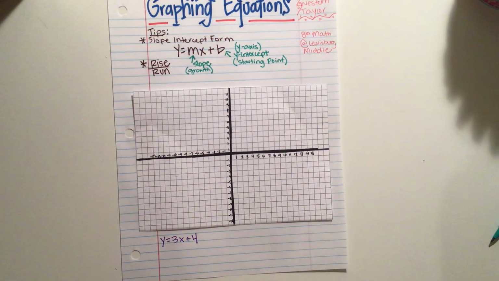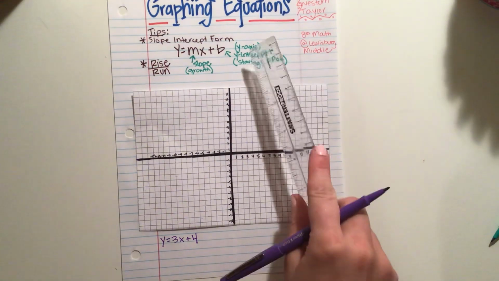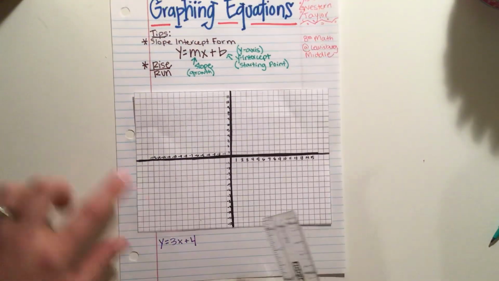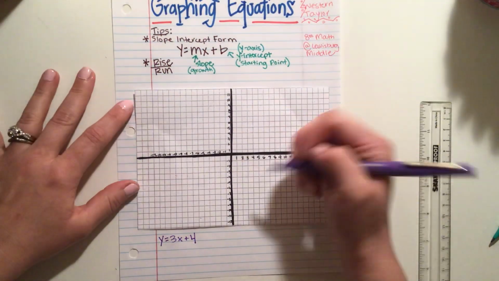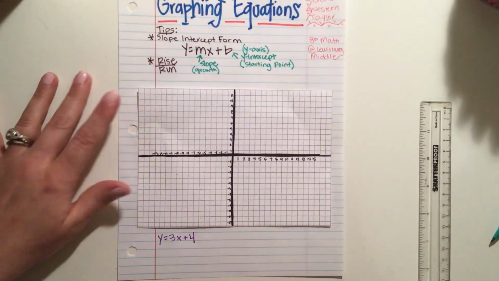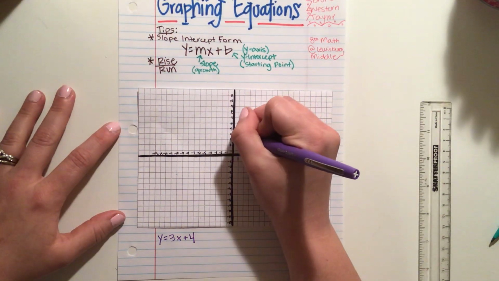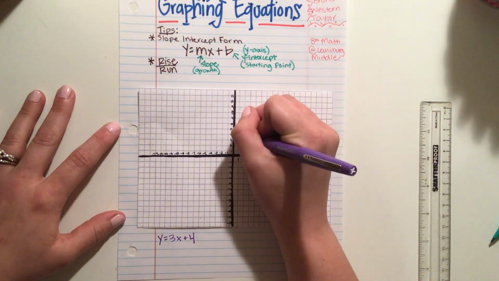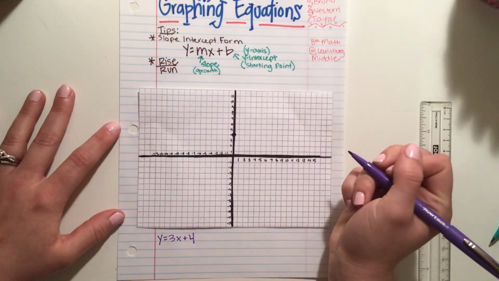Now, my starting point, my y-intercept, where I'm going to start, is that plus b. Well, in this particular situation, 3x plus 4, my y-intercept on the y-axis is 4. So I'm going to go to positive 4 because it's a plus 4, and I'm going to make my first dot. You can't see it very well on this graph, but there is a dot there at 4.